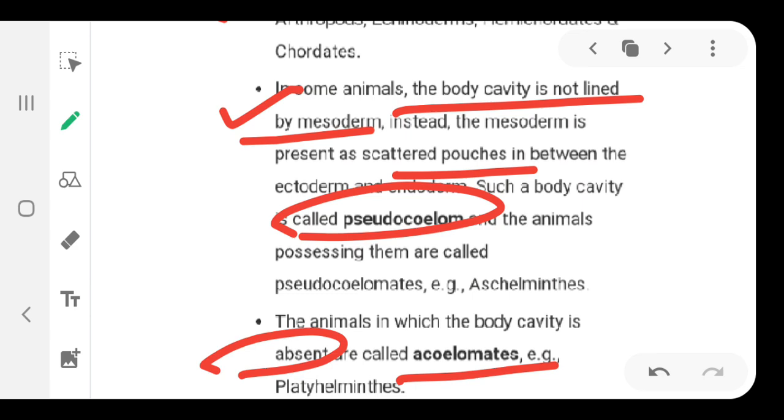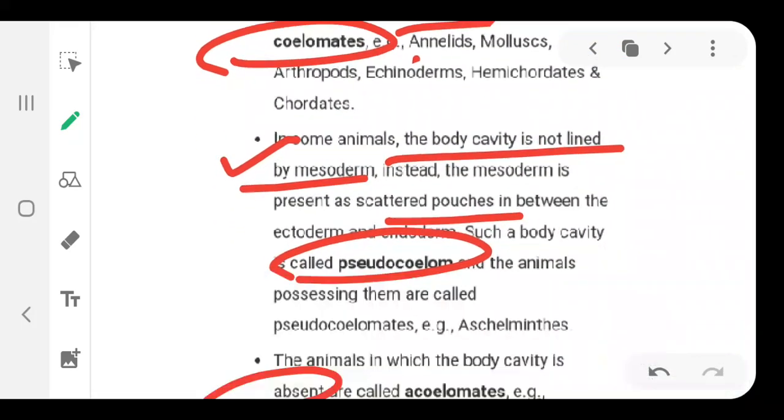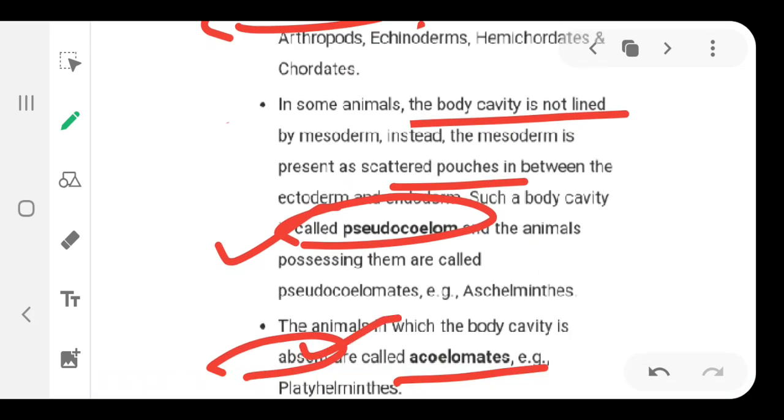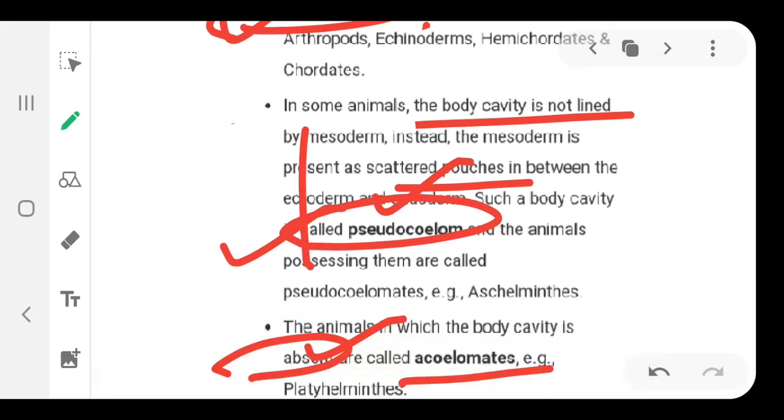So you have three terms under coelom, that is a cavity. If this cavity is bounded by a mesodermal layer, the animal is called a coelomate. If it is not lined by the mesoderm, then we call them pseudocoelom. Make sure this term is very clear. And if it is totally absent, then we call them acoelomate. So these three terms: number one, the coelomates, the pseudocoelom, and of course the acoelomate. It should be very clear.